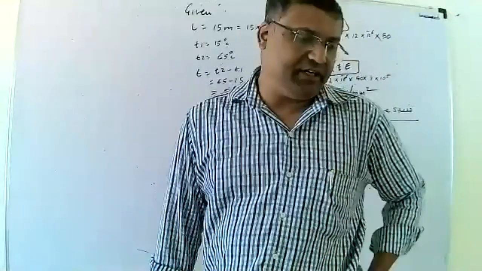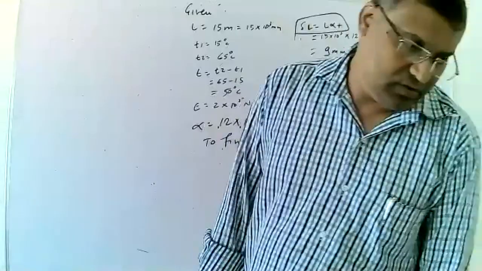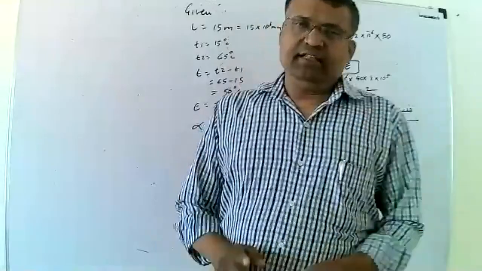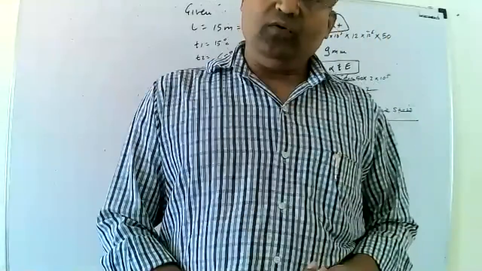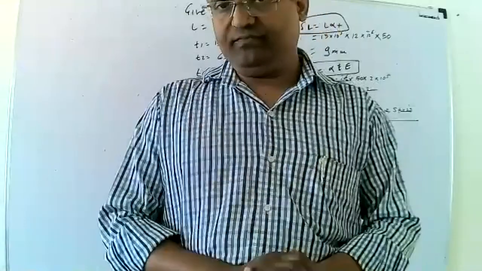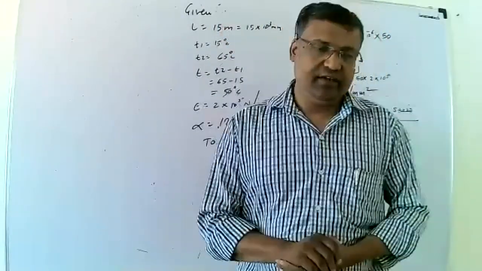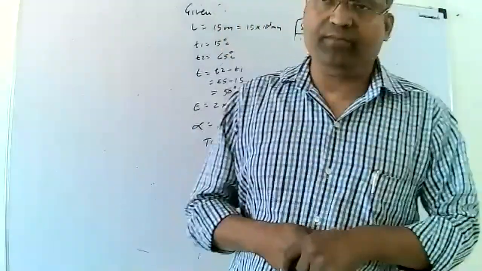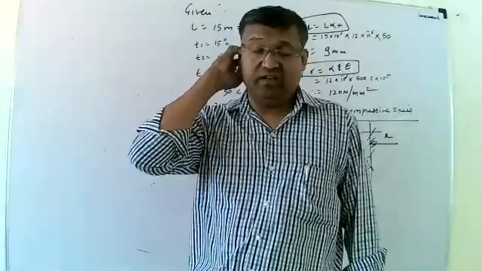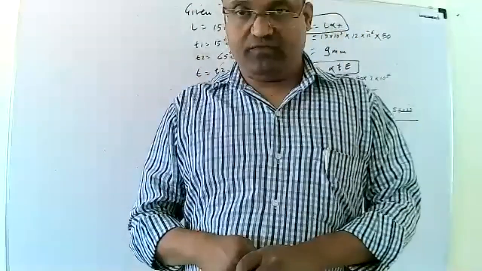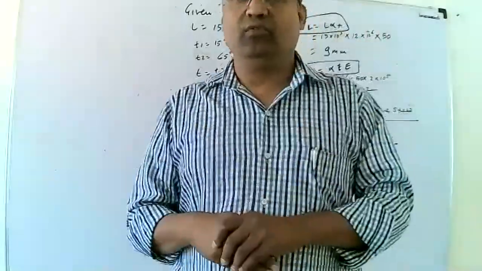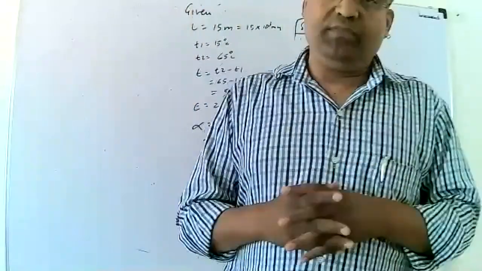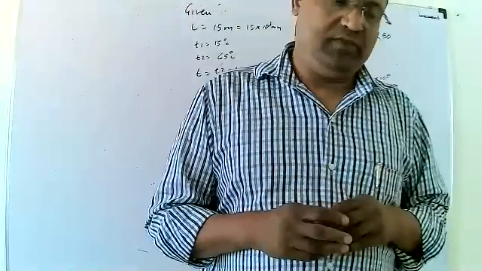Strain energy means when a body is subjected to gradual, sudden or impact load, the body deforms and work is done upon it. There are three types generally: suddenly applied load, gradually applied load, and impact load or falling load. Load means external force acting on a body. Then what will happen? Energy will be generated.